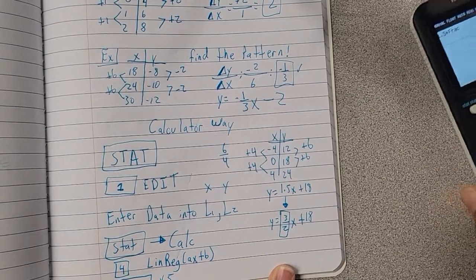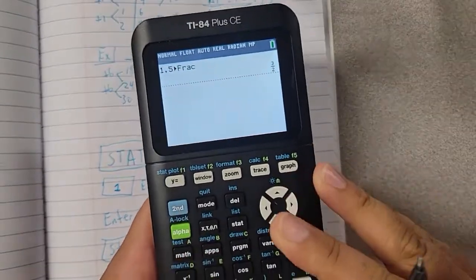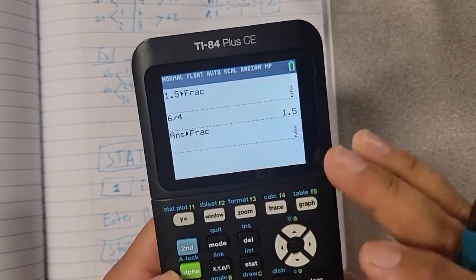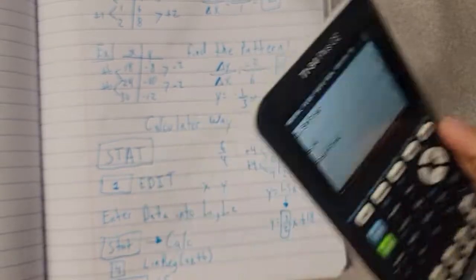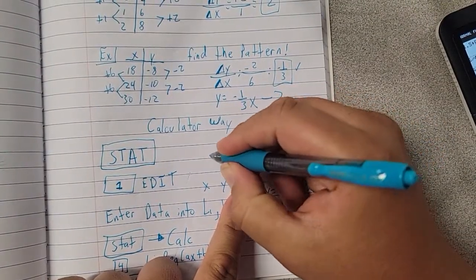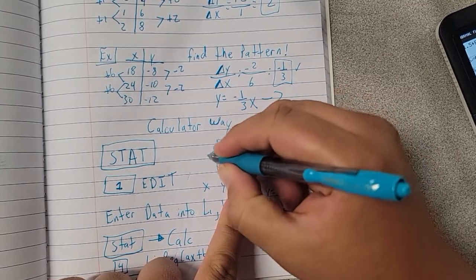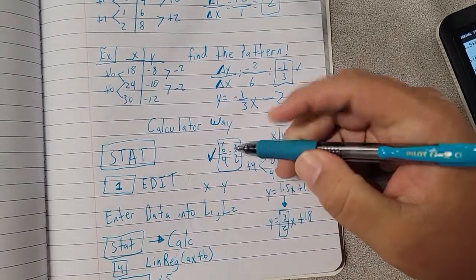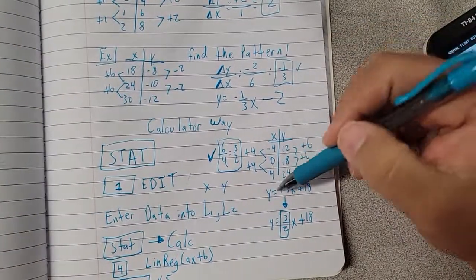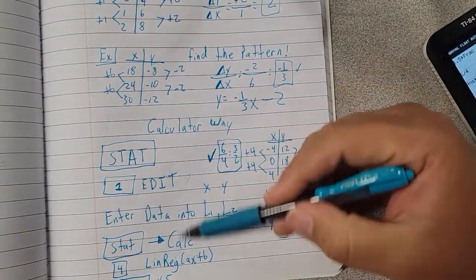Let me put that in the calculator. What is 6 divided by 4? Look at that, it's 1.5, math, enter, enter, 3 over 2. So, correct, check. So you can use whichever way you want. If you want to use the pattern, if it's an easy pattern, go ahead. If it's not, use stat.